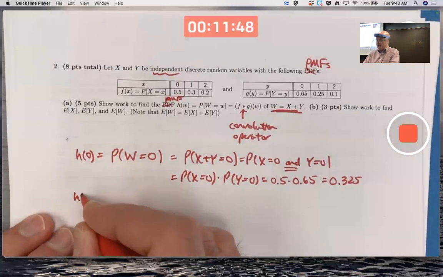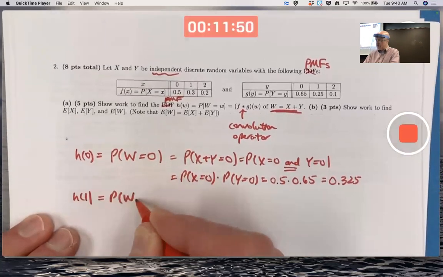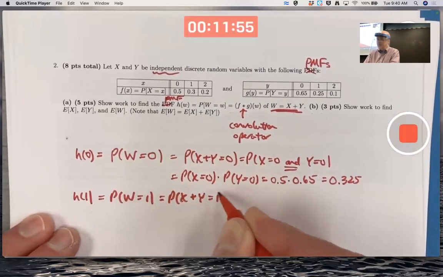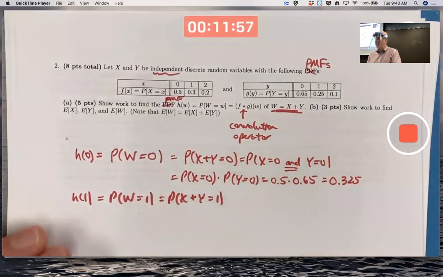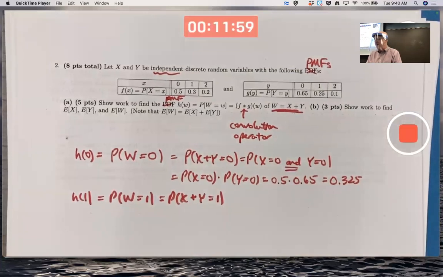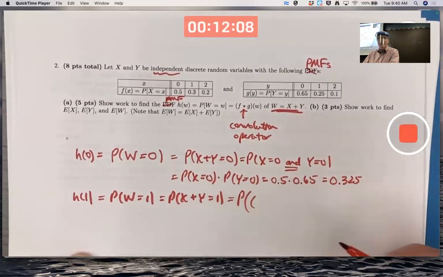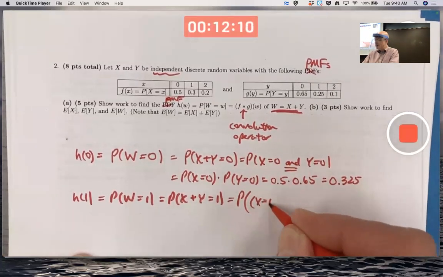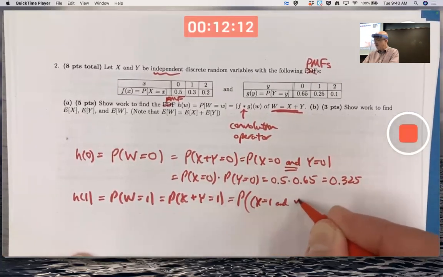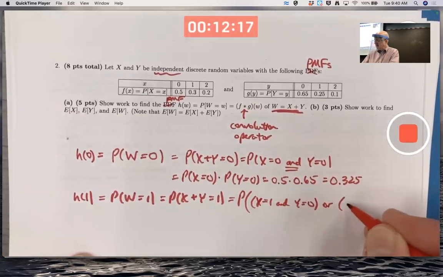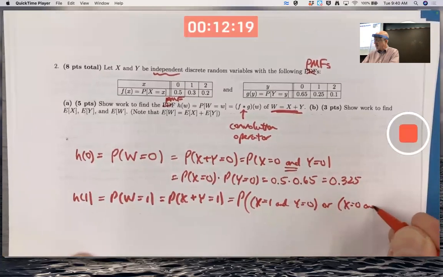How about h of 1? The probability that W equals 1, which means it's the probability that X plus Y equals 1. Based on the nature of where X and Y can take on values with positive probability, this can happen in one of two ways. You can think of it as a compound event: X equals 1 and Y equals 0, or X equals 0 and Y equals 1.